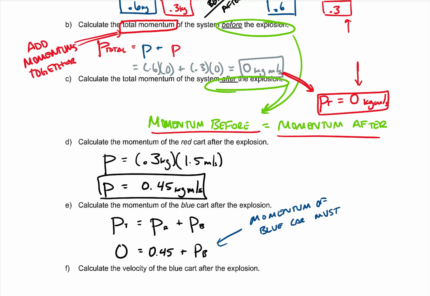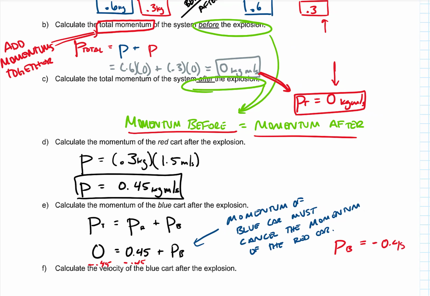The momentum of the blue car must cancel the momentum of the red car. That's the only way I can get 0 total momentum. So if we look at the math on that, we'd have to subtract 0.45 from both sides. The momentum of the blue car ends up being negative 0.45 kilogram meters per second.